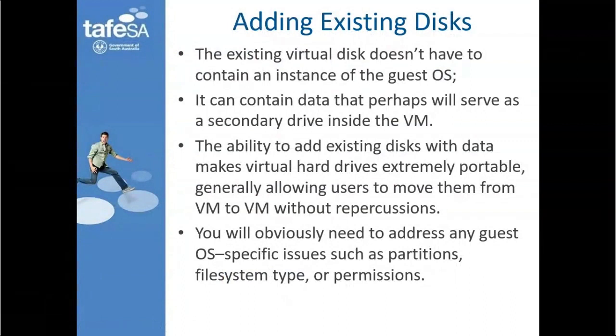So the existing virtual hard disk doesn't have to contain an instance of the operating system. It could just contain data. We could just take the data drive from one virtual machine and connect it to another virtual machine. It can contain data that perhaps will serve as a secondary drive in a virtual machine. The ability to add existing disk with data makes the virtual hard disk extremely portable, generally allowing users to move them from one VM to another VM without too much problems. You will obviously need to address the guest OS specific issues like partition, file system type, and permissions.